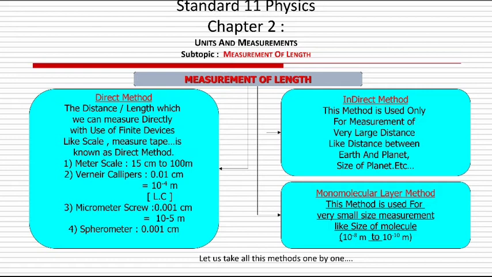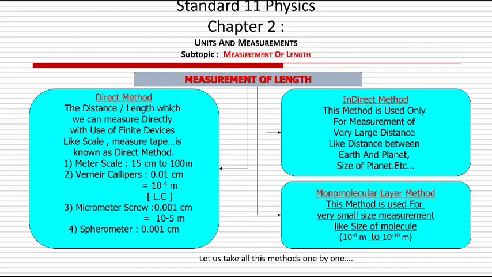With the help of the spherometer, we can measure the radius of curvature of a spherical surface, and the least count of the spherometer is also 0.001 centimeter. You can also find the thickness of a slit using the spherometer. So this is the direct method.